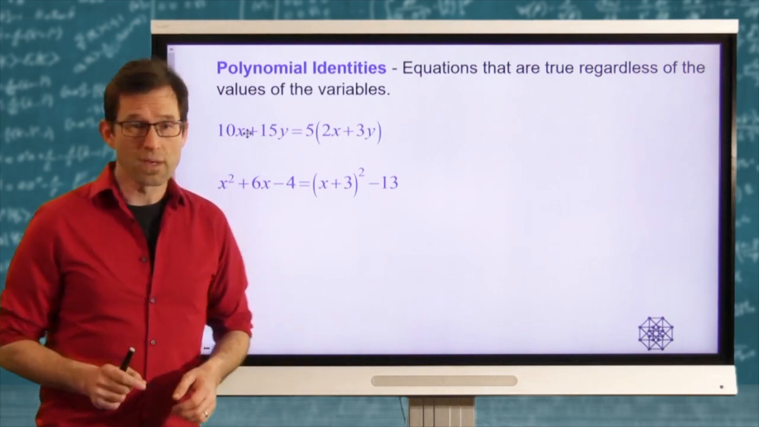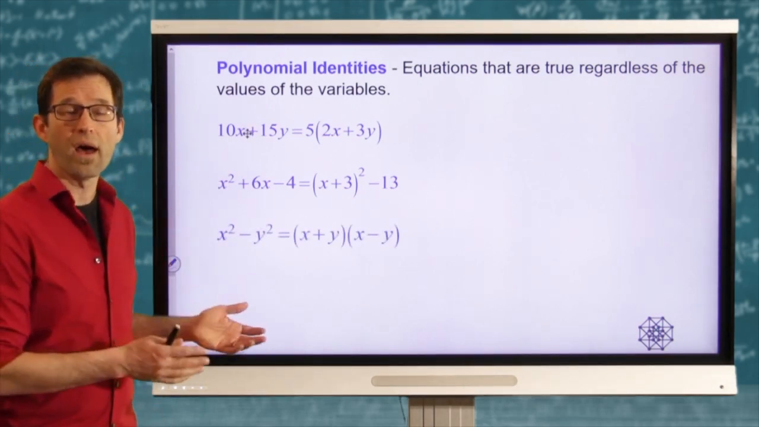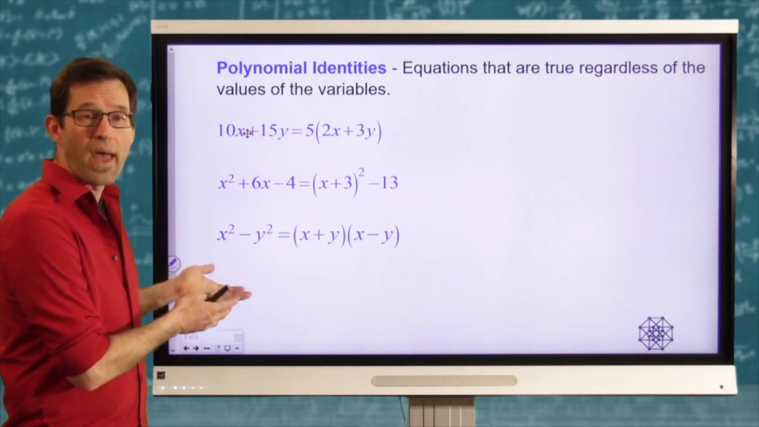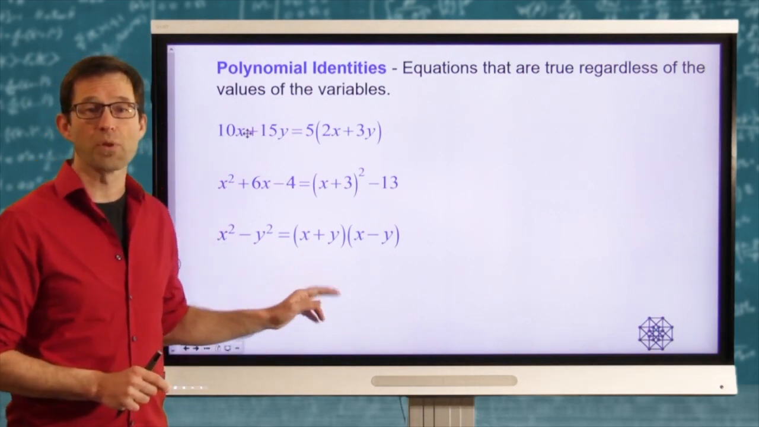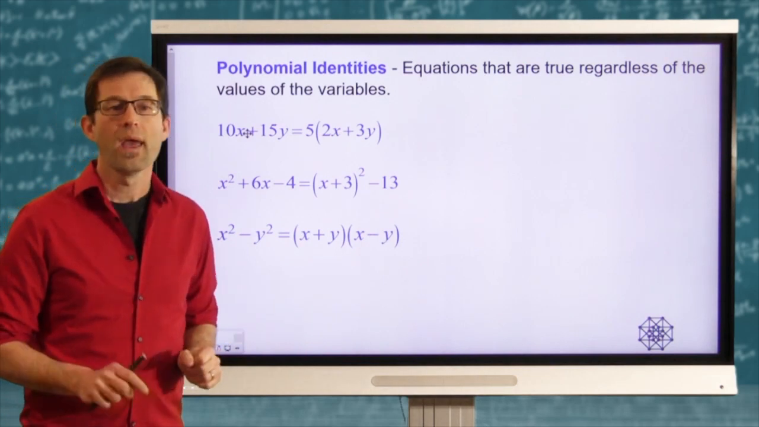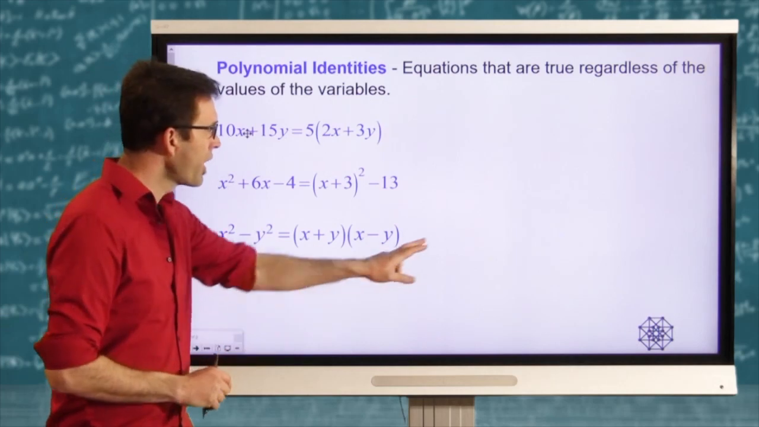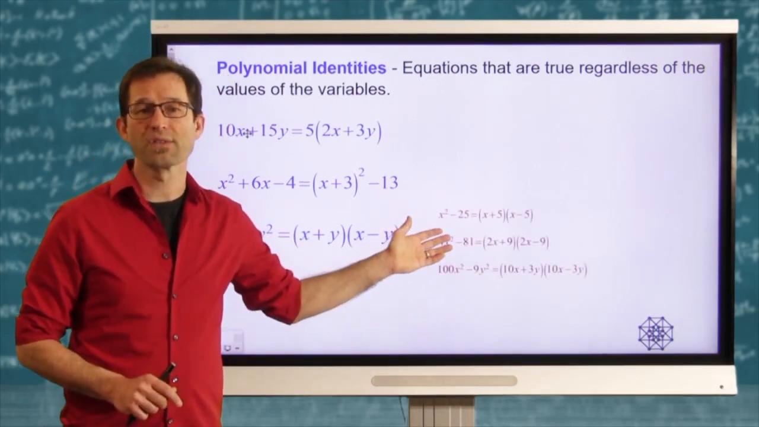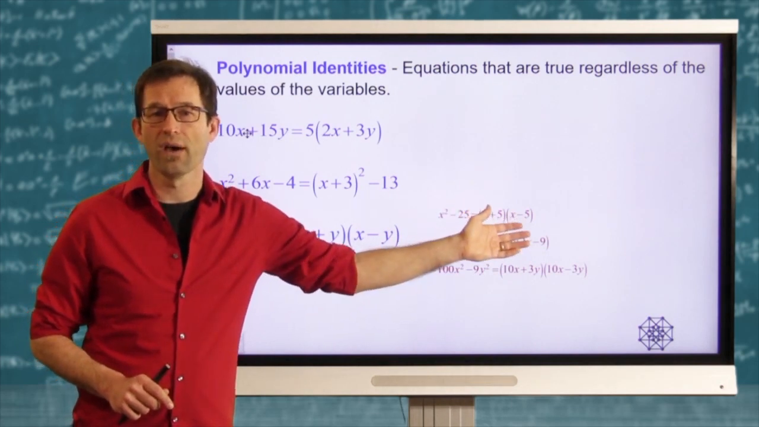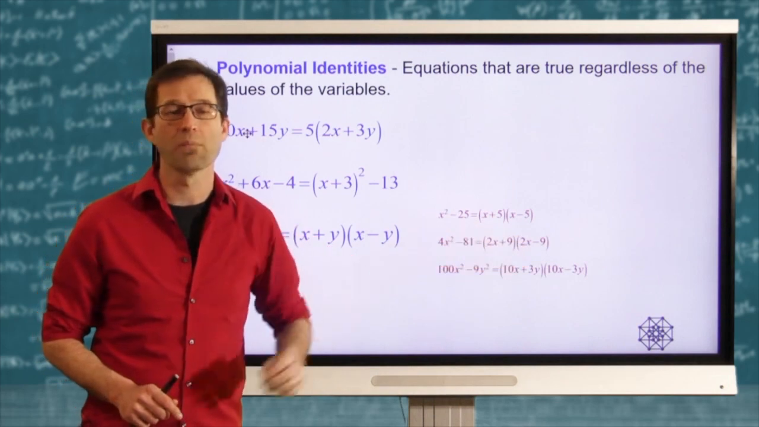Now, one of the most famous identities is called the difference of perfect squares. When we have something that has this form, x squared minus y squared, it can be rewritten equivalently as x plus y times x minus y. And you use this in a variety of different ways to simplify things, rewrite things, right? We recognize that structure. We can rewrite x squared minus 25 as (x plus 5)(x minus 5). 4x squared minus 81 is (2x plus 9)(2x minus 9).